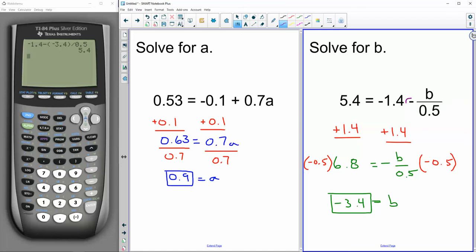Also, something that's crucial to notice is that when I add 1.4 to both sides, that subtraction sign kind of travels with the b over 0.5 and turns into a negative sign. And then again, that caused me to multiply both sides by negative 0.5. So that's some tricky stuff that'll get some people. But two-step equations basically take care of the addition and subtraction in your first step, and then take care of the multiplication and division with your second step. Hope that's helpful, and good luck.